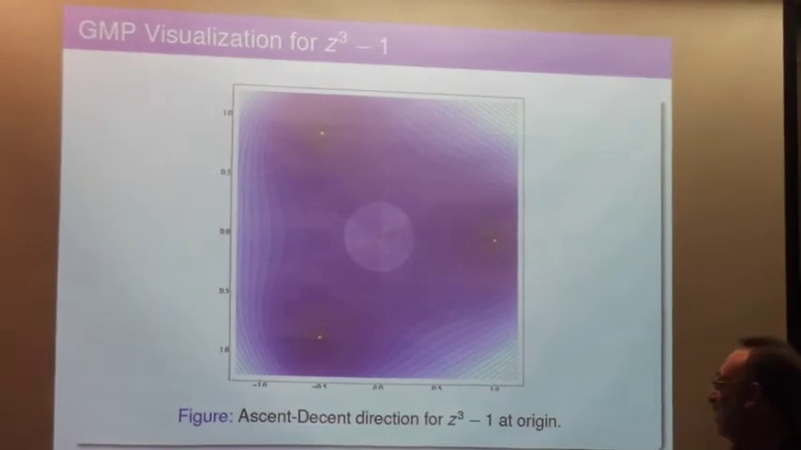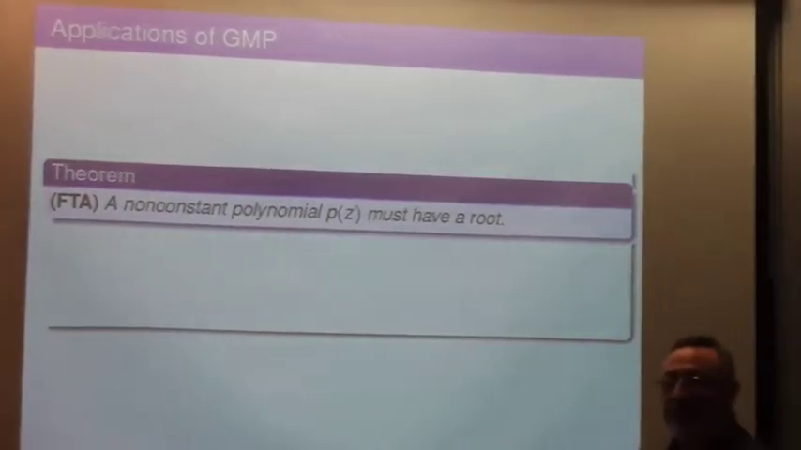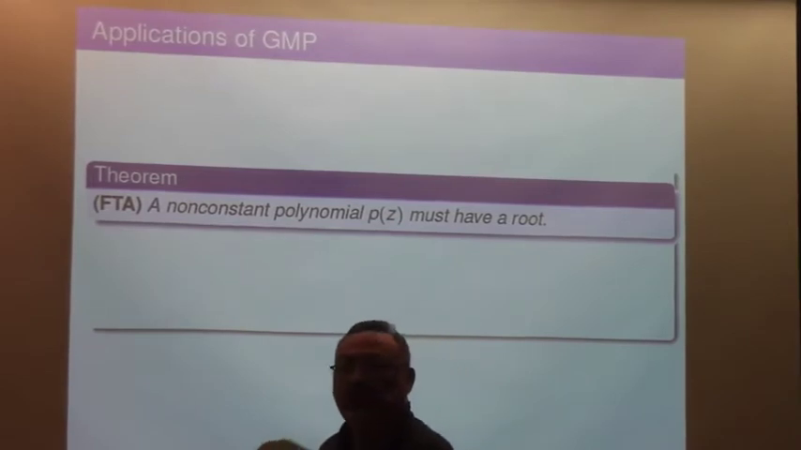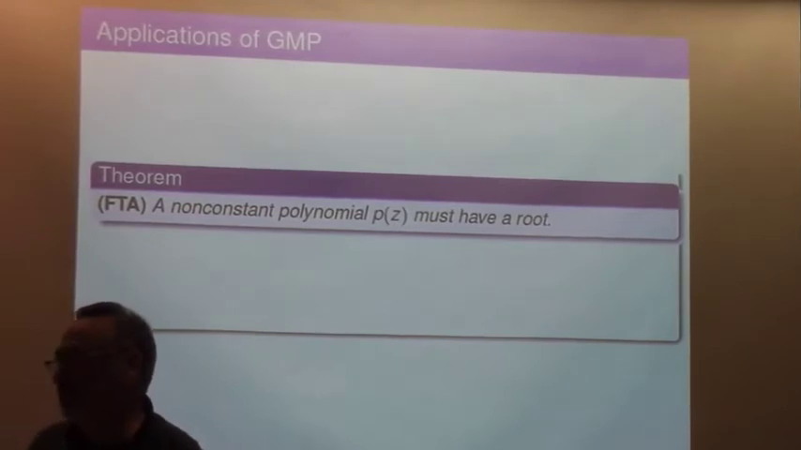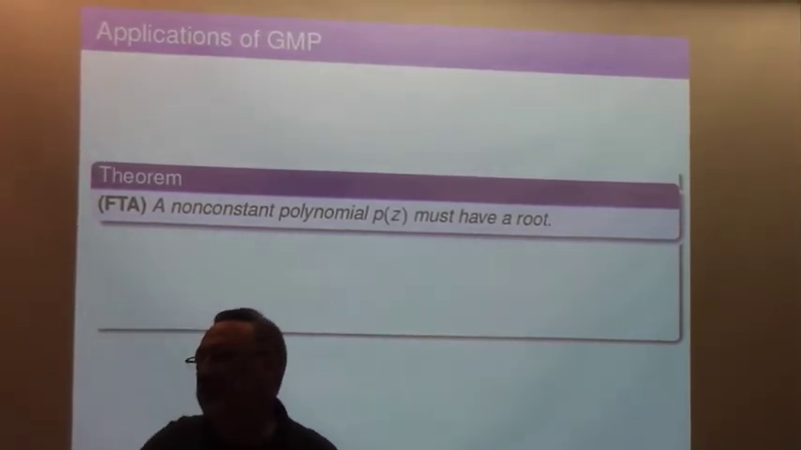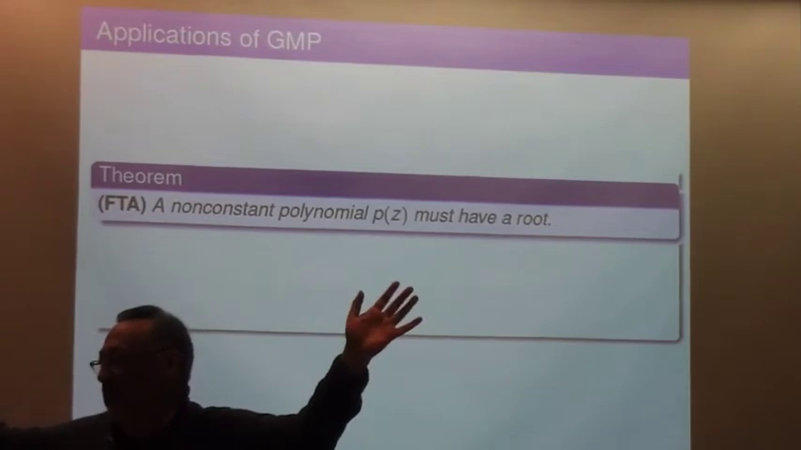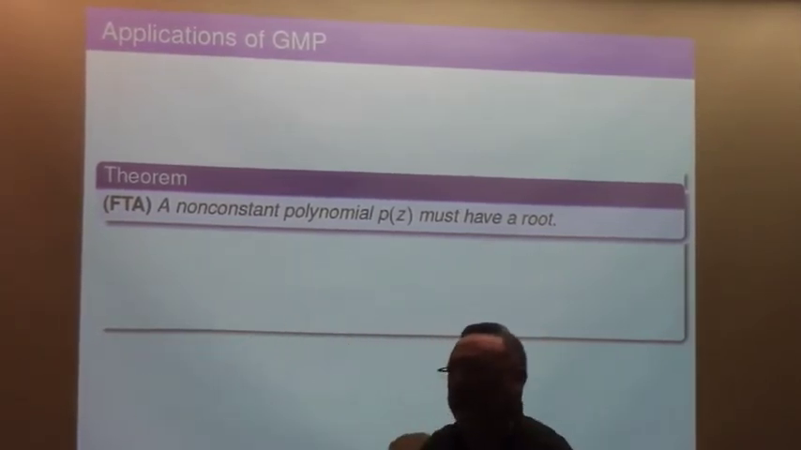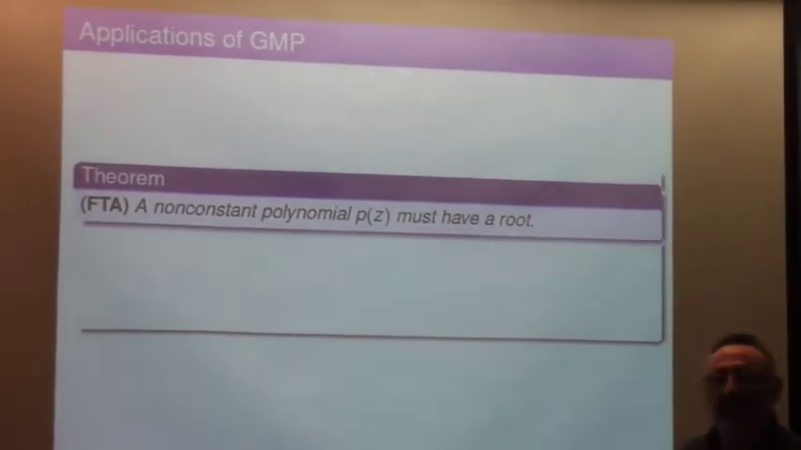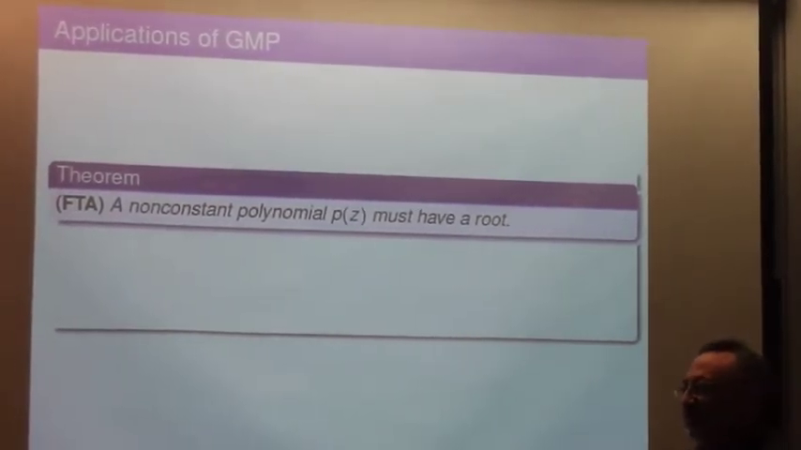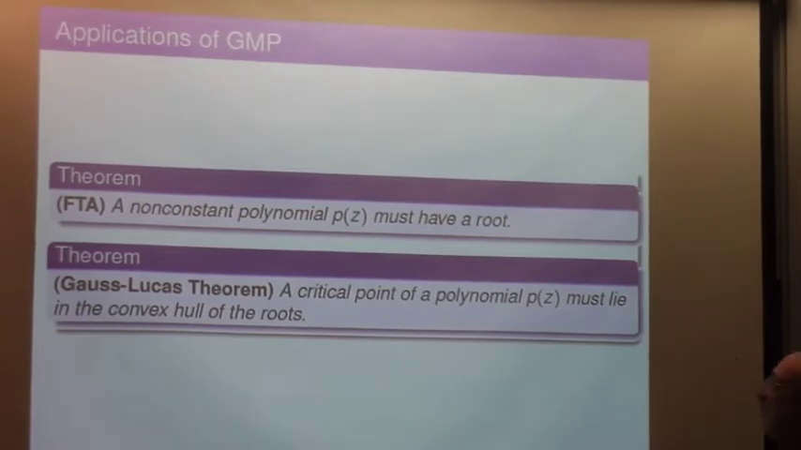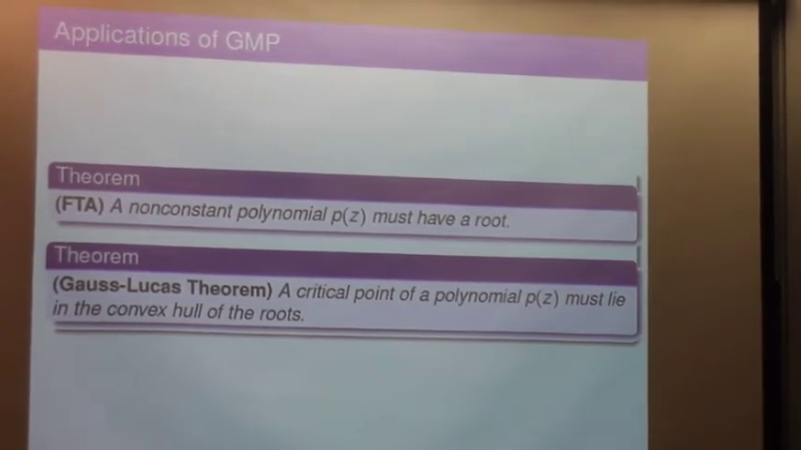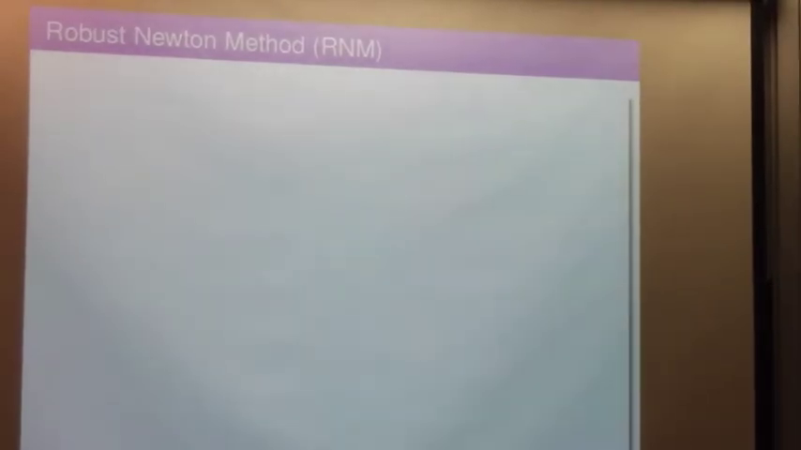Okay. And what is the application of it? You can prove the fundamental theorem of algebra very easily. You take any point, if it's not a zero, there is descent. You just need to show that you can take a big circle outside of which it goes to infinity, so you limit it to a compact set, and then you show the minimum is attained. If the minimum is not 0, you get a descent direction, a contradiction. Also, you can prove the Gauss-Lucas theorem, which says critical points must lie in the convex hull of the roots, and more.